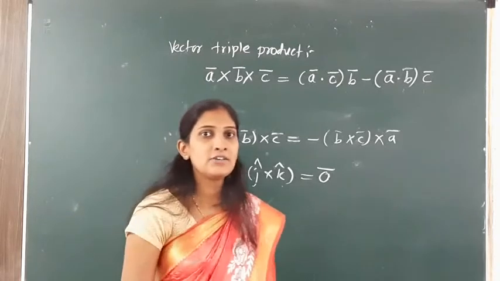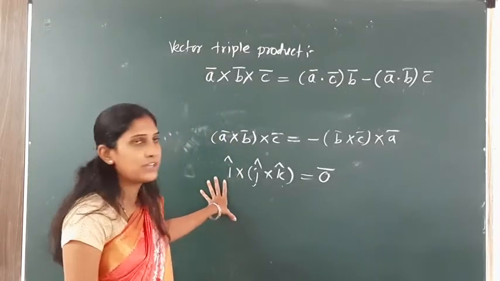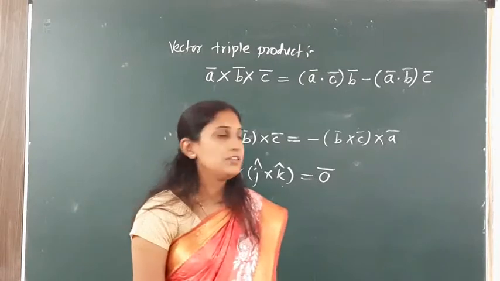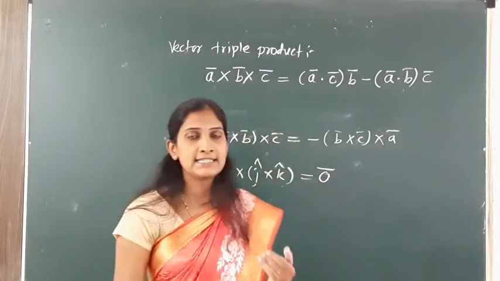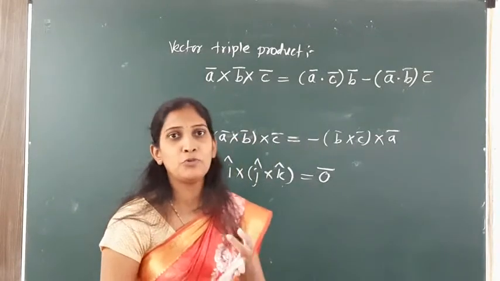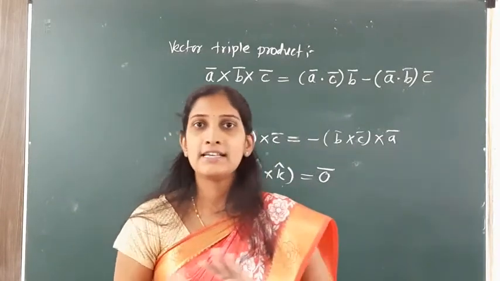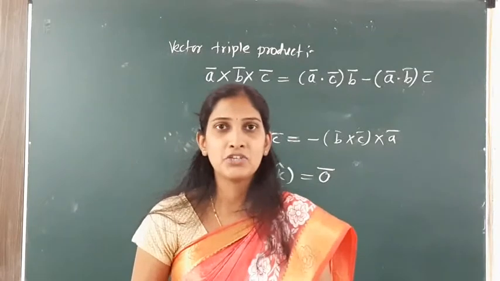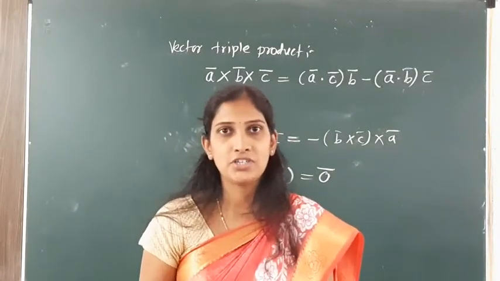So this is the end of the chapter, which is vectors. And these 3 points, that is scalar triple product, vector triple product, and volume of a parallelepiped and tetrahedron, are not for the board examination, only for the CET and JEE.